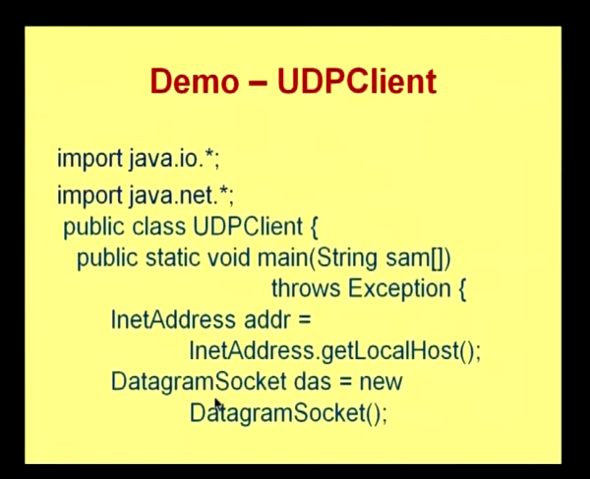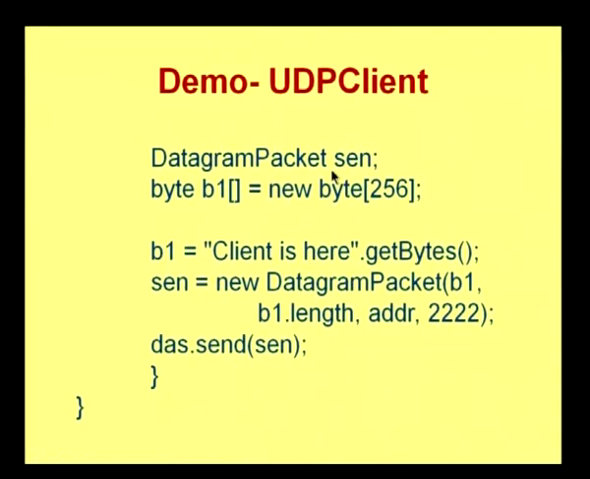Next, I am creating an object of DatagramSocket: DatagramSocket is equal to new DatagramSocket. Now I know my InetAddress and my DatagramSocket, which is used to send the information. From the client side we are going to send the datagram packets. Here I have declared a DatagramPacket and a byte array. As I already told you, the maximum number of bytes normally given for the byte array which datagram packets can hold is 256.